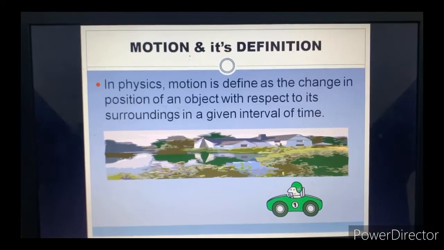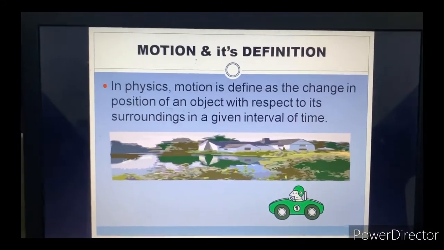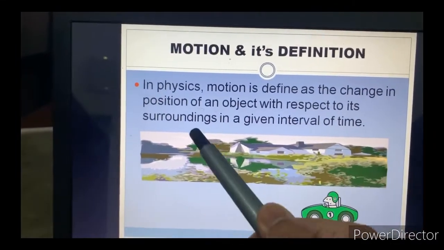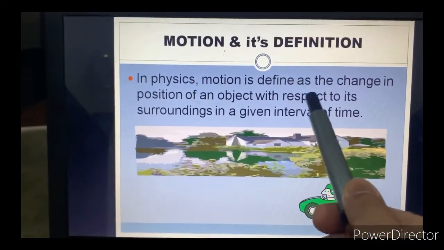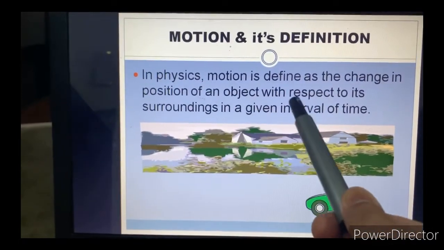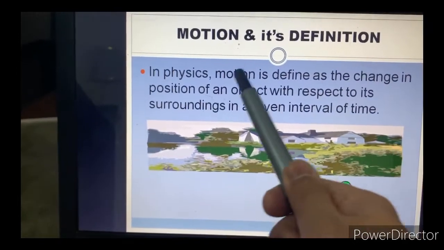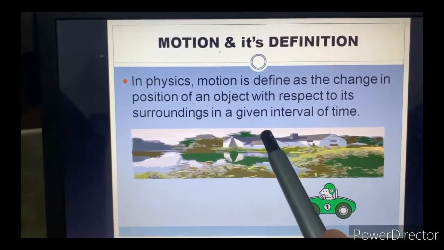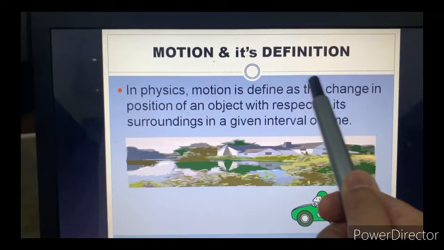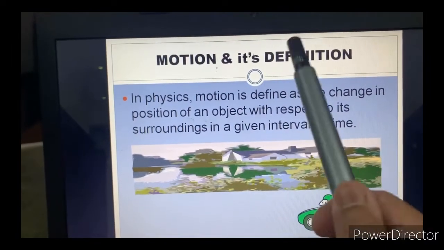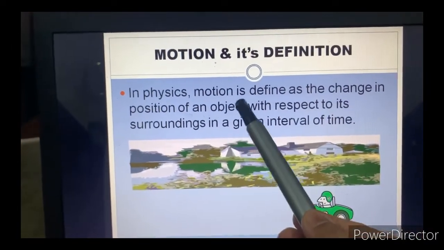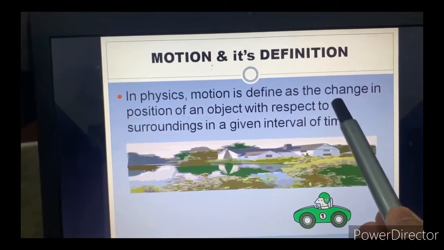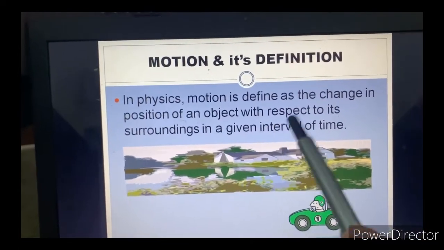See, in physics, motion is defined as the change in position of an object with respect to its surroundings in a given interval of time. This is the definition of motion. Now I will try to describe what it means. See, motion is defined as a change in position with respect to its surroundings.